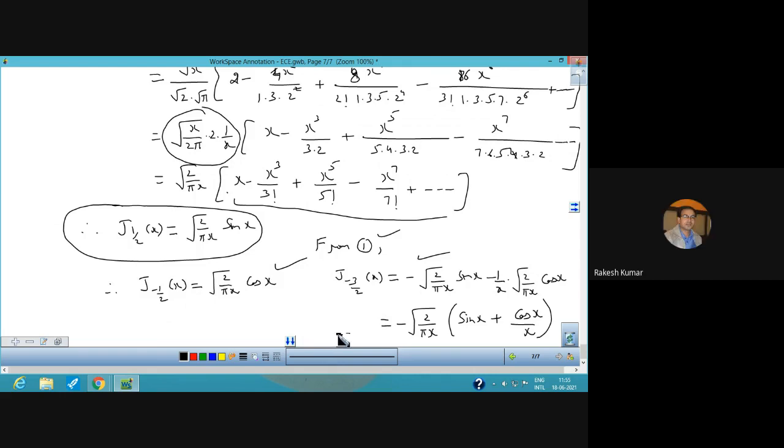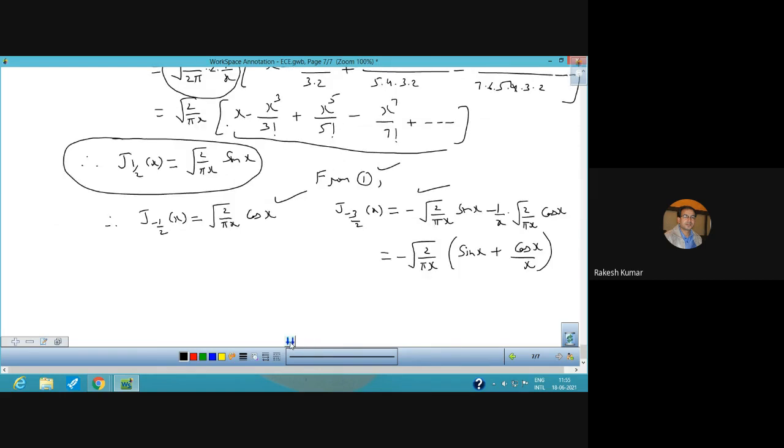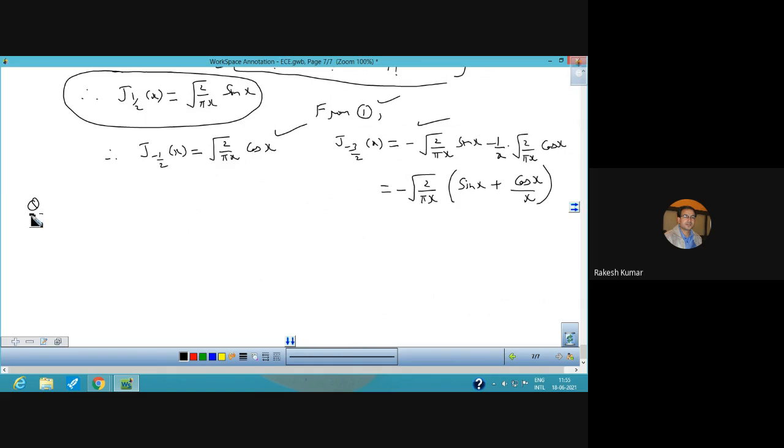So in the similar manner, we can also find out different kinds of formulas. Various formulas we can get. And this is your assignment. You will do this question, that prove that j minus 1 by 2 x is equal to j 1 by 2 x into cotangent of x. This is the relationship we want to prove.